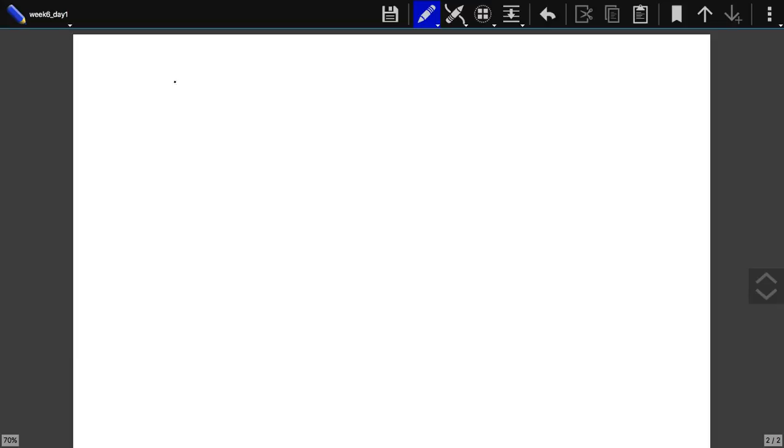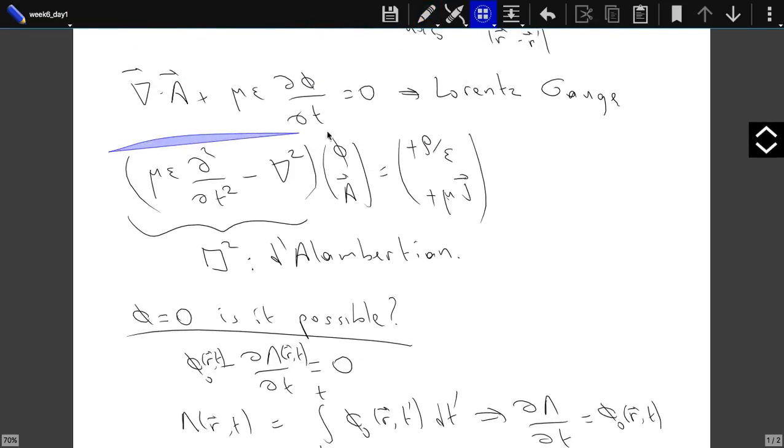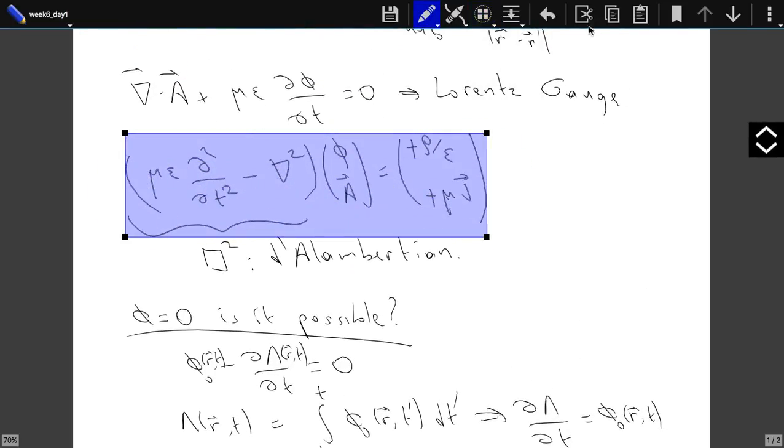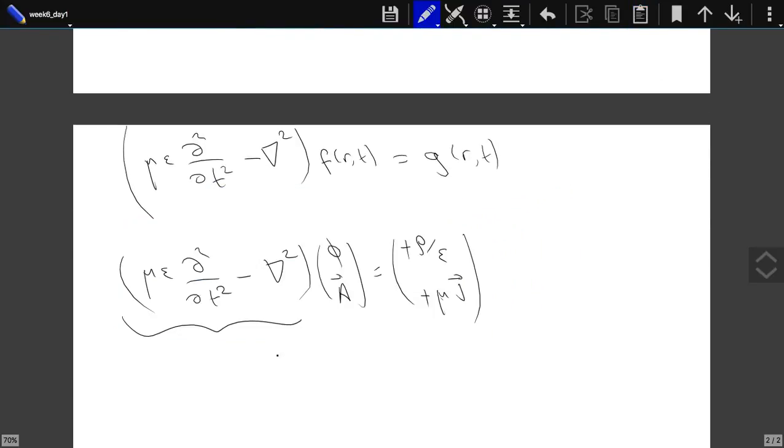Now we need to solve this equation, mu epsilon del squared by del t squared minus the Laplacian. Now let me use some arbitrary functions. Let us try to solve this equation. Because if I can solve that equation, then I know the solutions of everything over here.